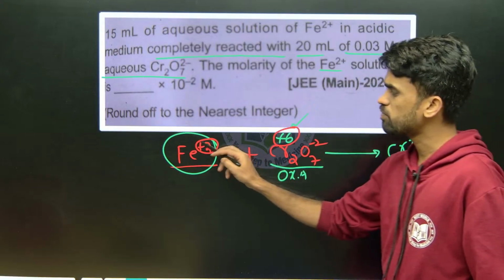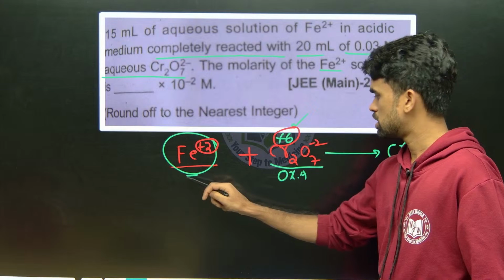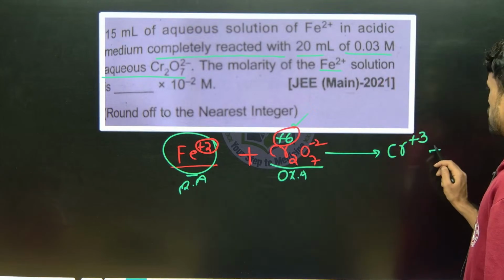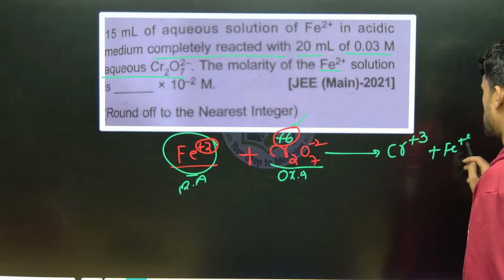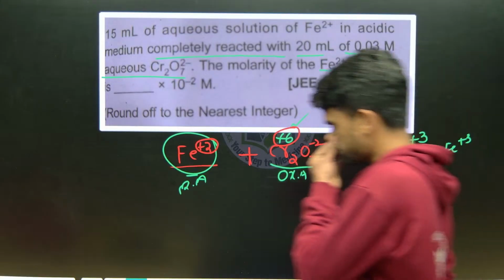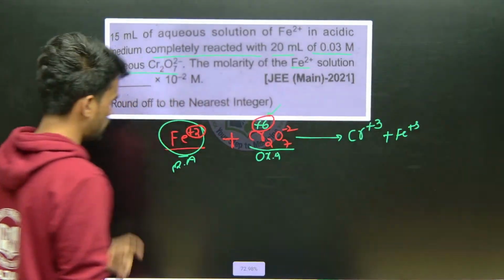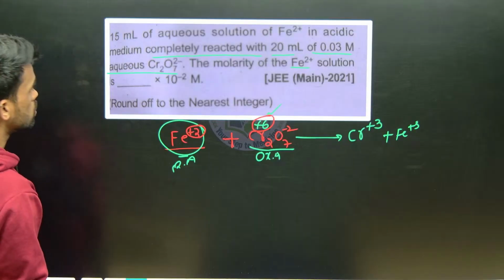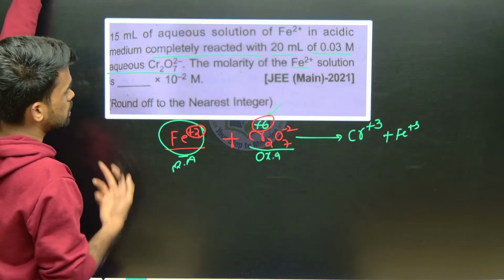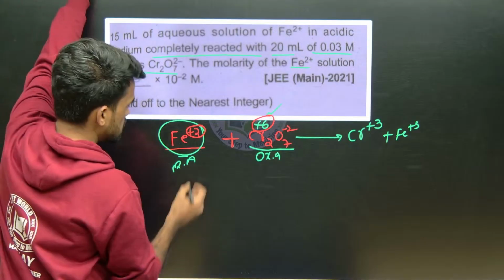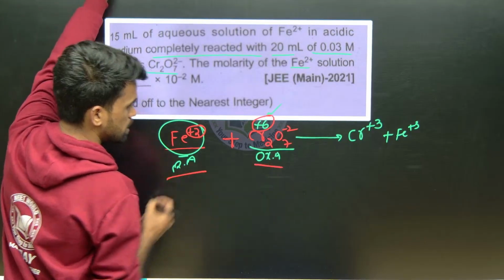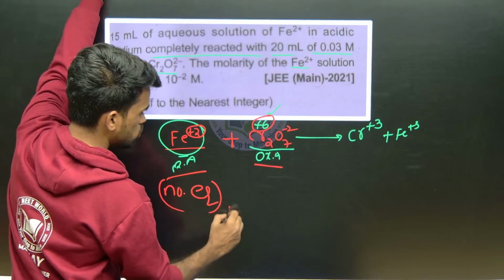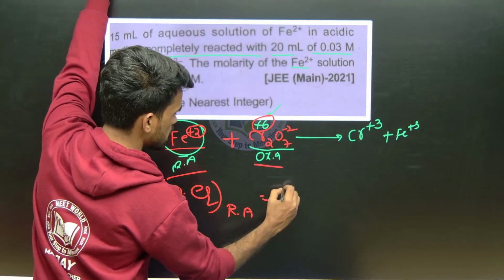Now what about Fe? It gets oxidized, which means this is a reducing agent. So now it will give you Fe plus 3. Now I have explained the law of equivalence when we were discussing the mole concept. Using that you can easily solve this. What do we mean by law of equivalence? See, there is a reducing agent and an oxidizing agent. The number of equivalents of reducing agent and oxidizing agent are equal.